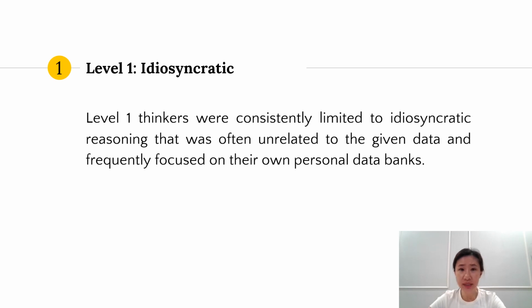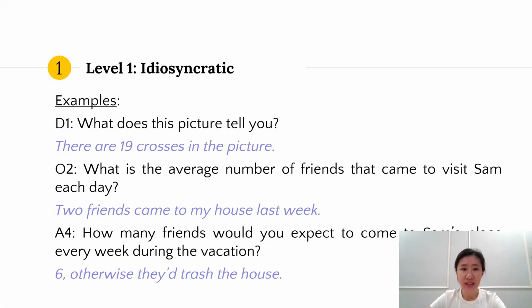So let's look at some examples of the idiosyncratic level. Level 1 thinkers, or those at the idiosyncratic level, are constantly limited to idiosyncratic reasoning that is often related to the given data and frequently focuses on their personal data banks. So sometimes at the idiosyncratic level, some of the answers that students give are not relevant to the data or do not directly answer the question.